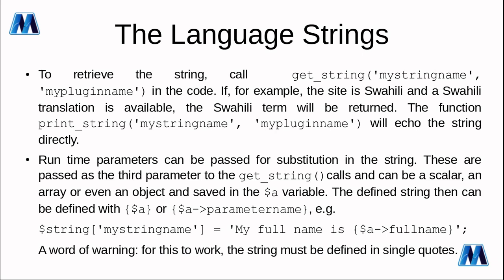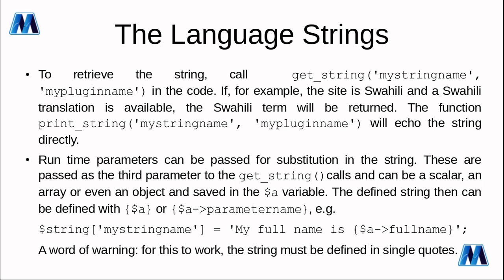So we'll talk a little bit more about the language strings. In your code, to retrieve a language string, you call the get_string function with your string name and your plugin's Frankenstein name. So if, let's say, the site is in Swahili, then the code will look in the Swahili language file to get hold of the string.